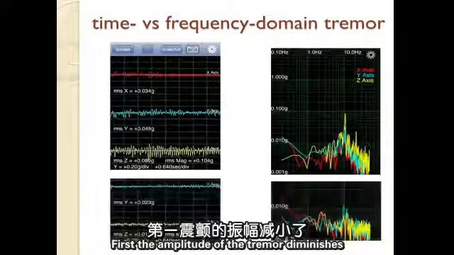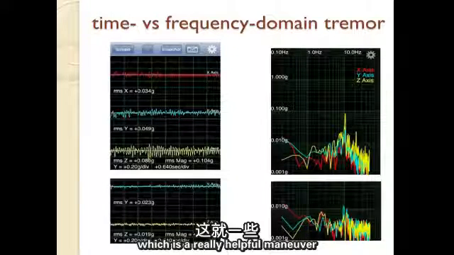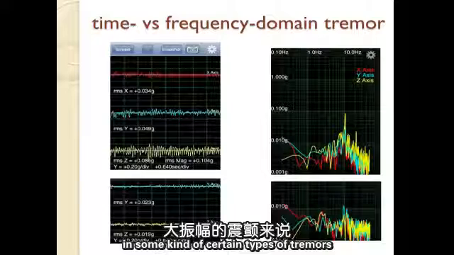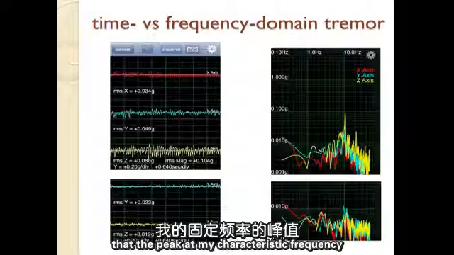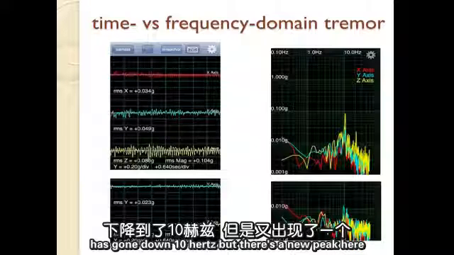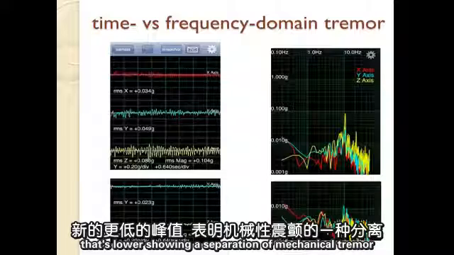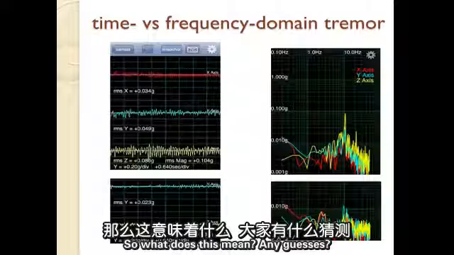First, the amplitude of the tremor diminishes, which is a really helpful maneuver in certain types of tremors of large amplitude. And you see that the peak at my characteristic frequency of 10 hertz has gone down, but there's a new peak here that's lower, showing a separation out of mechanical tremor. So what does this mean? Any guesses?